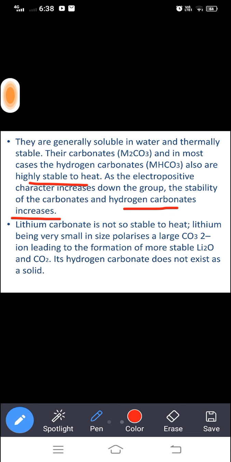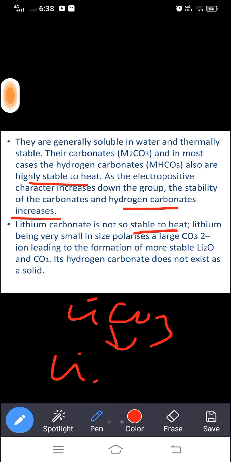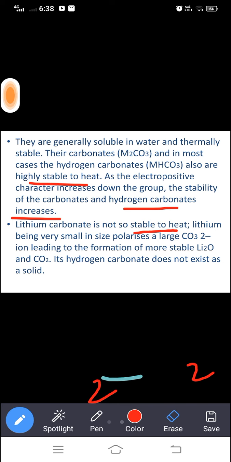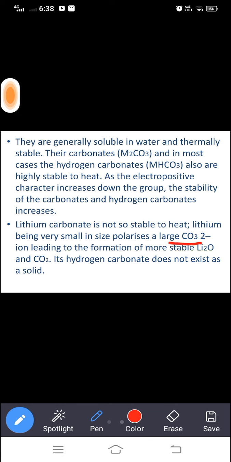Then lithium carbonate is not stable to heat. Why is it not stable to heat? Suppose you take lithium carbonate and try to heat it. It will change into lithium oxide with the liberation of carbon dioxide. Due to that, it is not stable to heat, it will decompose. The lithium, due to its small size, will polarize the carbonate ion, and it will form lithium oxide with the liberation of carbon dioxide.